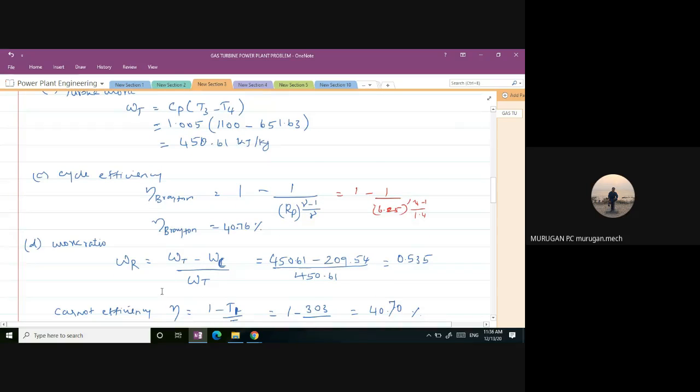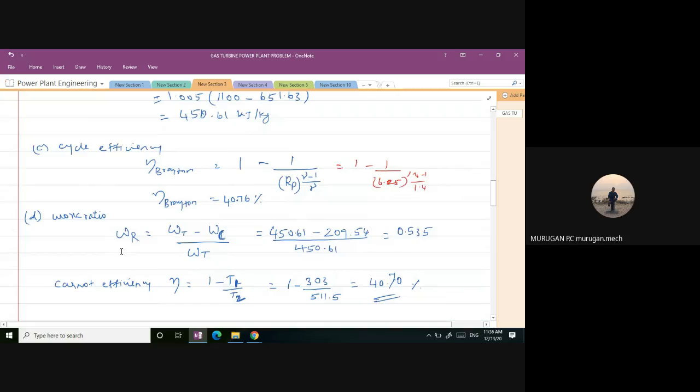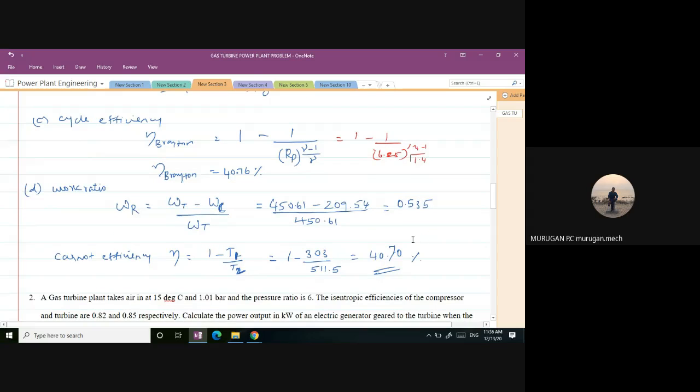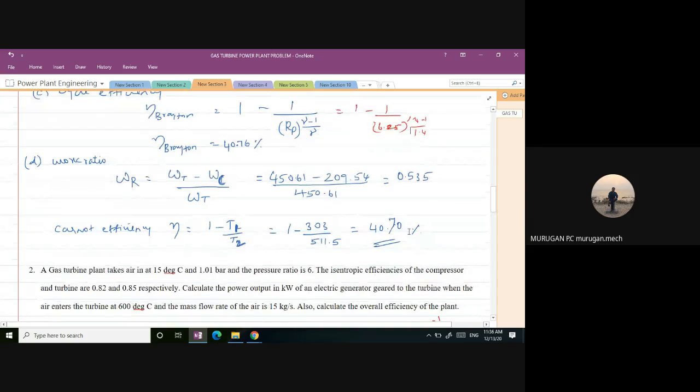And we have to find out the work ratio. What is the work ratio? That is the difference between the turbine work and the compressor work divided by the turbine work. Okay, so we note that the turbine work ratio is given by 0.5. So this is the typical Brayton cycle problem, and we can see another problem on the gas turbine.